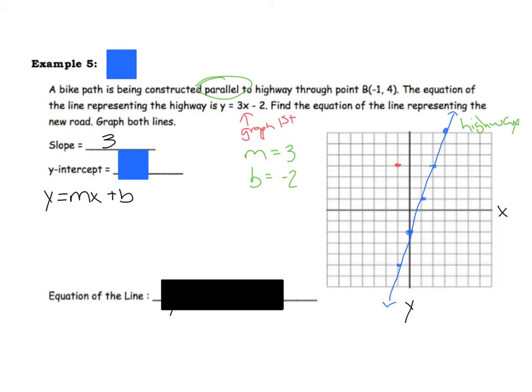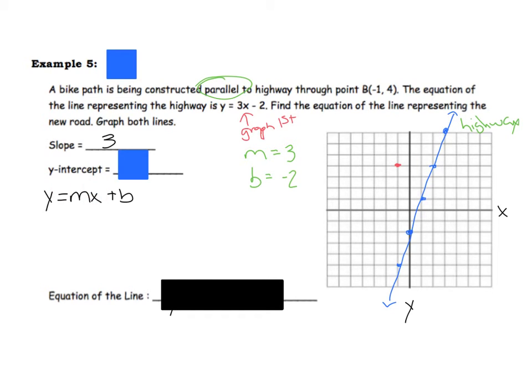So therefore, the slope would be 3, because it has to be the same as the highway slope, and the highway slope was 3. So notice they also said that the bike path was going to be going through the point -1, 4. So I went ahead and already plotted -1, 4. So my bike path is going to go through this point and using a slope of 3. Well, in order to write out our equation here, y equals mx plus b, it'd be really nice if we went ahead and finished this graph and we looked at where this bike path, okay, crosses our y-axis, because that would then give us the answer of what our y-intercept is going to be.